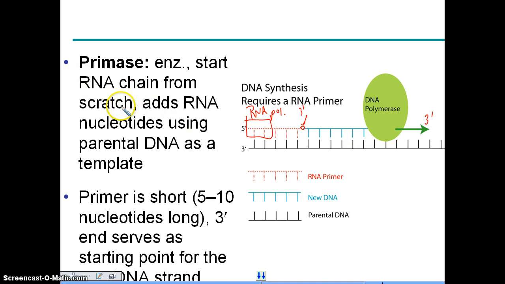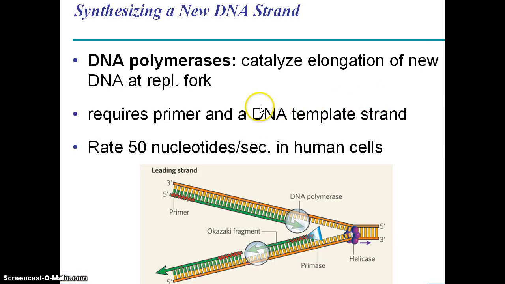So again, primase is this enzyme that starts the whole process. It lays down the initial nucleotides, so then after that short primer is created, only 5 to 10 bases long, the new DNA strand can begin to be synthesized. Okay. Now, again, DNA polymerase is going to add those bases after the RNA primer.